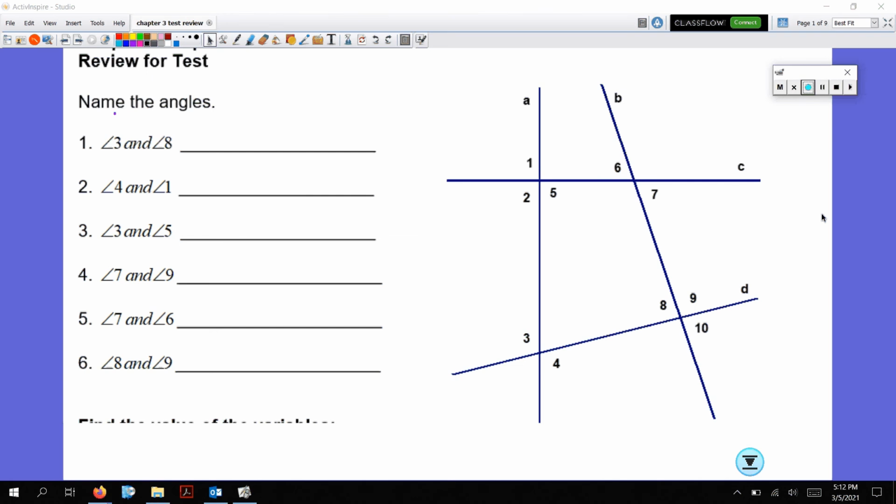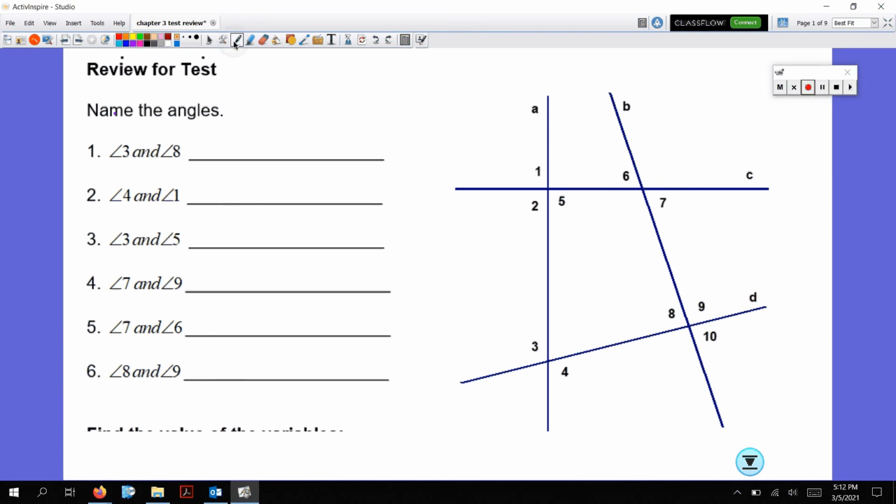All right, so for number 1 to 6, we were supposed to name the angles. Our choices are alternate interior, alternate exterior, consecutive interior, corresponding angles, vertical angles, and linear pair. Those are the only angle relationships that we covered so far. So for angle 3 and 8, here's 3, here's 8. They're on the same side of a transversal, and so they are corresponding angles.